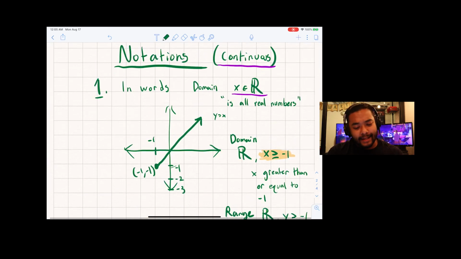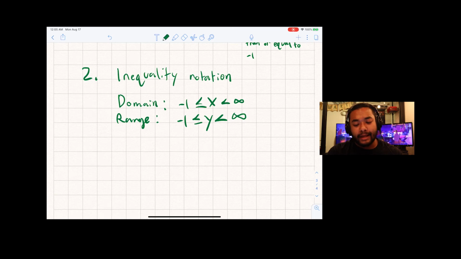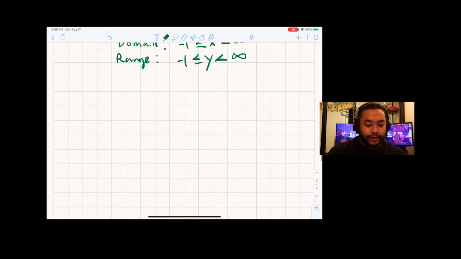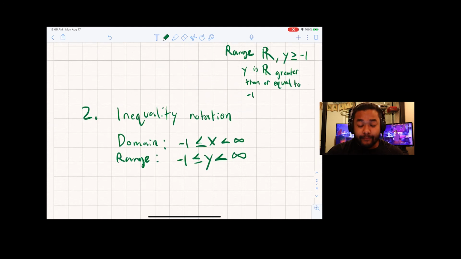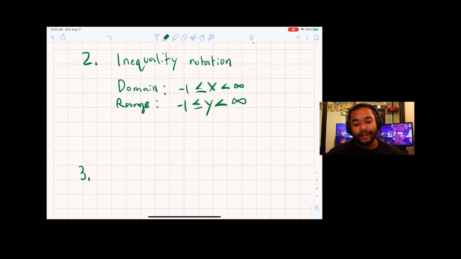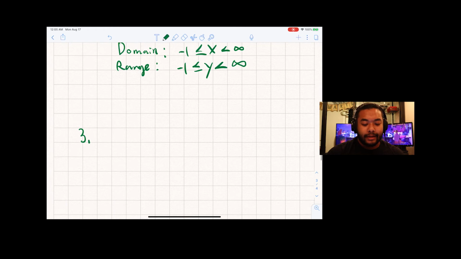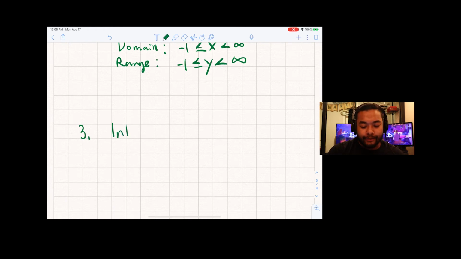In words, I think is the easiest. The next would probably be inequality notation. The third is very, very much like inequality notation, but we are going to be doing interval notation.